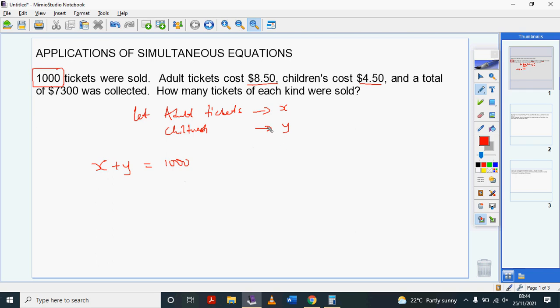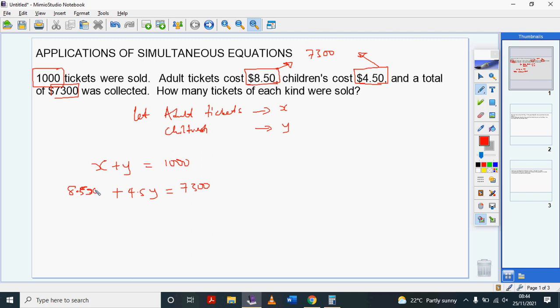The other thing we know is adult tickets cost 8.5 and children's tickets cost 4.5. And when you add up all of the money from the adults and the children's tickets, it was $7,300, right? So my second equation will be 8.5 times the number of adult tickets that were sold plus 4.5 times the number of children tickets that were sold. If I add up that money together, I will get $7,300. So now I have a simultaneous equation that I can solve to find the solution.